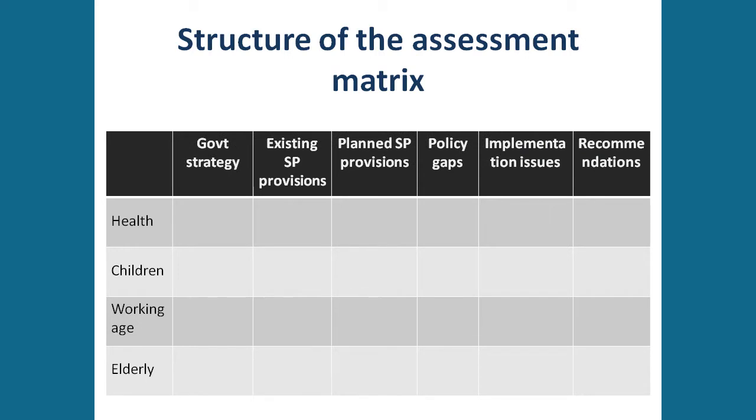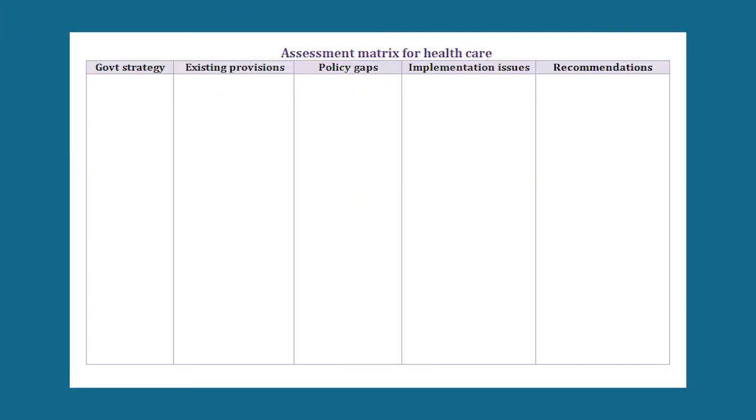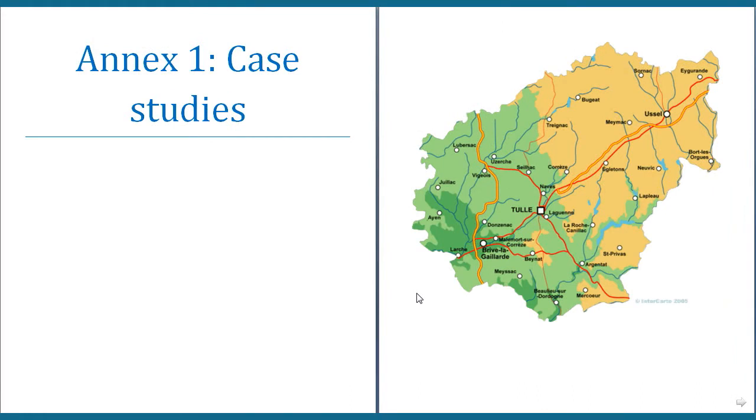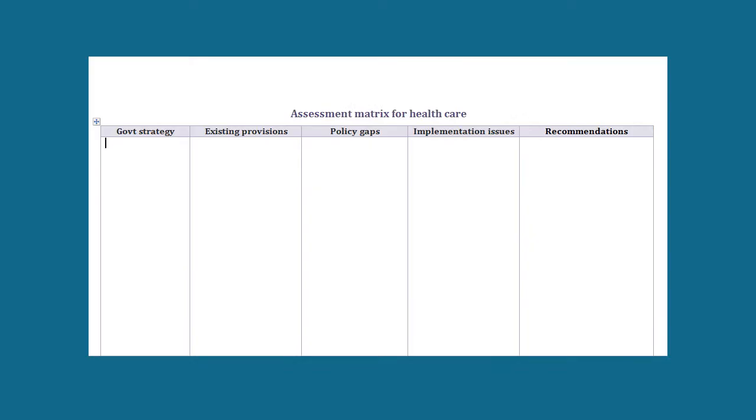Now, let's look at how to complete the assessment matrix. We'll refer to the case study in healthcare and Croatia. For our demonstration purposes, we have modified the assessment matrix to better illustrate the process of completing the matrix. So let's begin. The first task is to figure out the government's strategy on healthcare. This can be found in the National 5-Year Plan and Croatia's case study. We then place this information in the first column labeled Government Strategy.